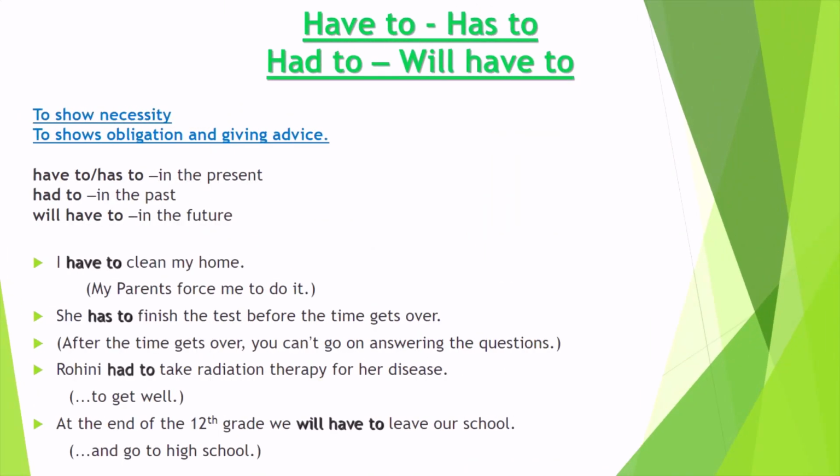Let's move to the next. We use have to, has to, had to, will have to. This is the new modal which has been added. Earlier there were 13 modals, and now the modals are 14. The main modal is have to, although it has has to as a present tense form, had to for past and will have to for future. It shows necessity as well as obligation, or you can say compulsion.